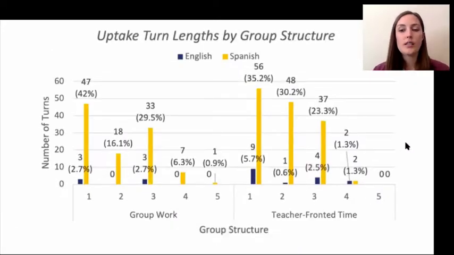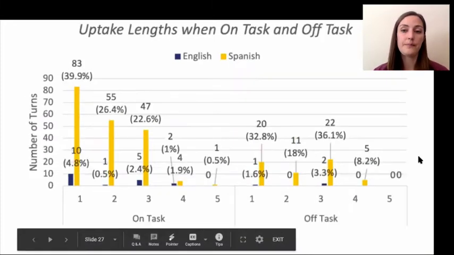So looking at the lengths of students' uptake by group structure, most of the students' one-word responses and short phrases occurred during teacher-fronted time, although they produced quite a few one-word responses during group work as well. They also produced almost the same number of one-sentence responses during group work and teacher-fronted time. Most of the English responses, surprisingly, occurred during teacher-fronted time.